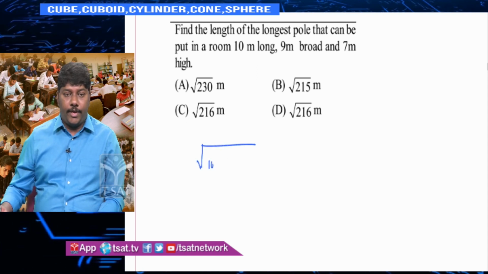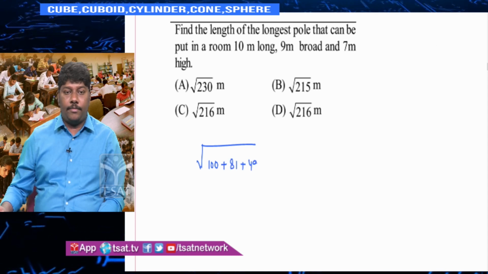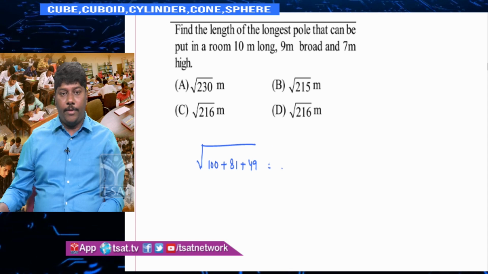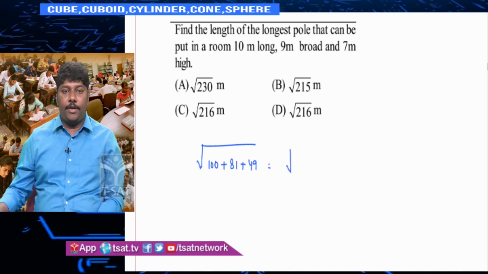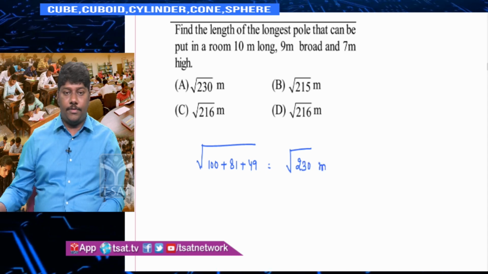All you have to do is just take the under root of L square, which is 10 square, that is 100, plus 9 square, which is 81, plus 49. 81 plus 49 is 130, plus 100 is 230. So it is root of 230 meters.